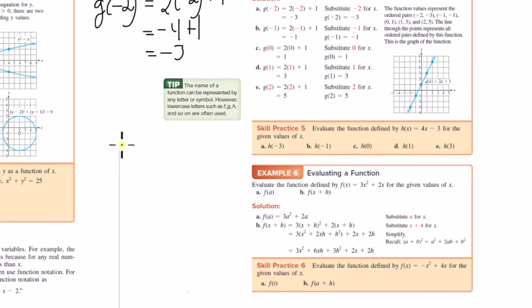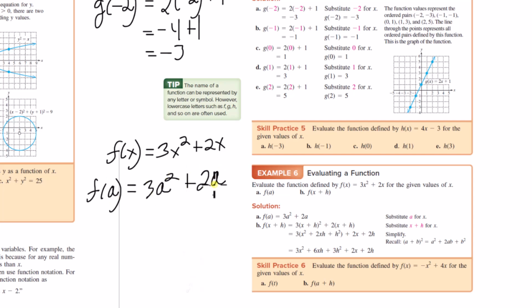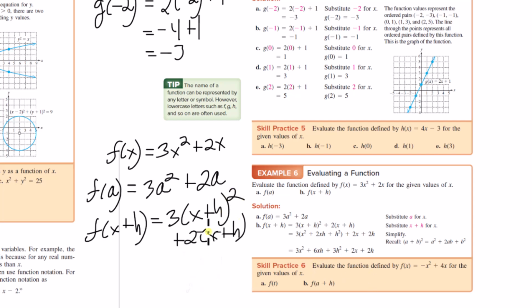So yeah, you can evaluate functions not just with numbers, but with anything. So f of x is equal to 3x squared plus 2x. What is f of a? Well, that's just 3a squared plus 2a. What is f of x plus h? Well, you just replace x with x plus h, then expand this out and simplify, and there's f of x plus h.